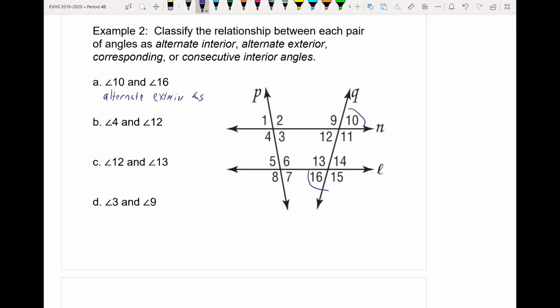4 and 12. Angle 4 and angle 12. In this case, what's my transversal line? N. Yeah, now it's N cutting across them. And angle 4 and angle 12 relationship is corresponding angles. Y'all are good.